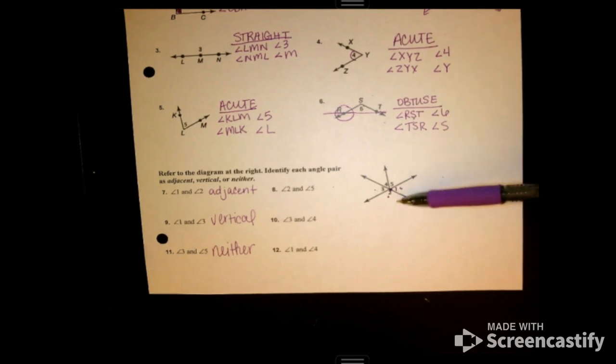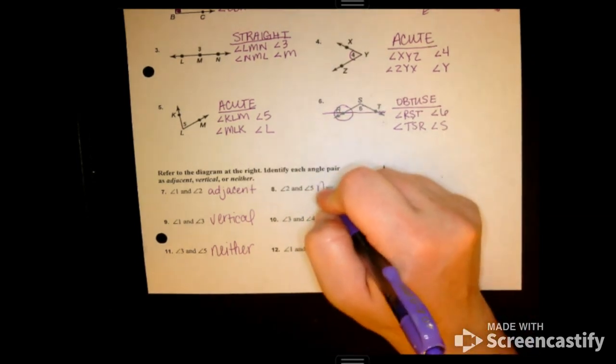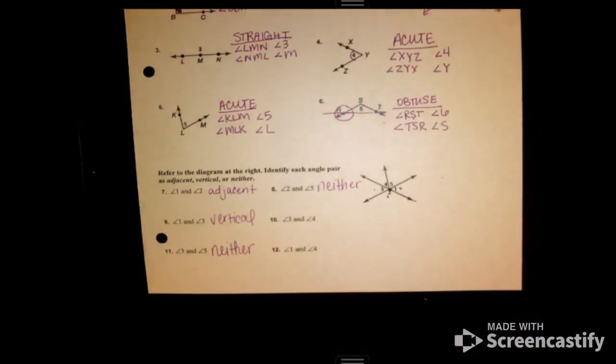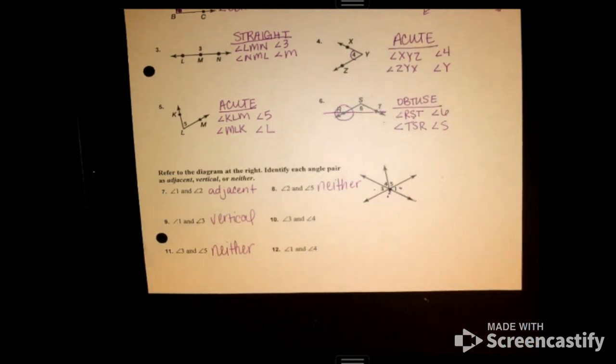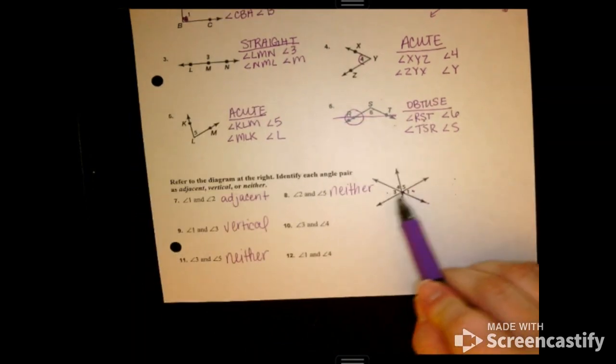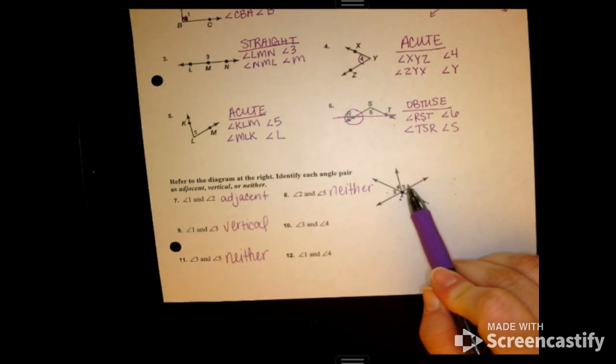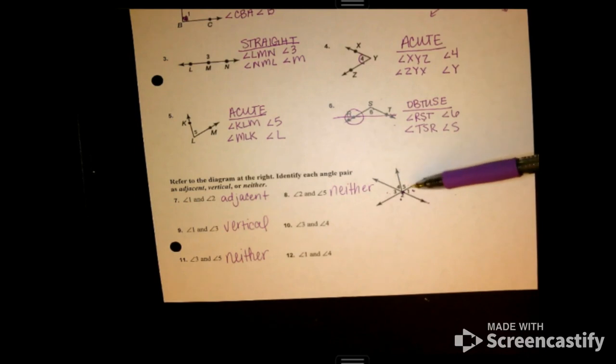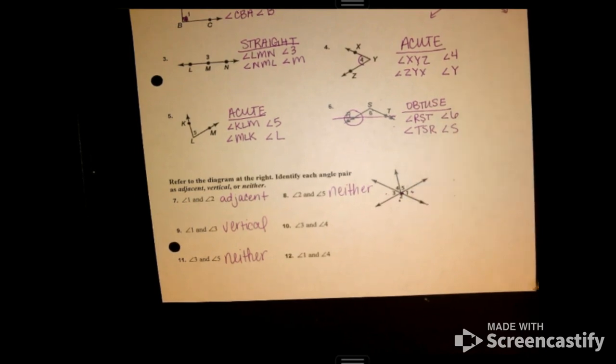Okay, angle 2 and angle 5. Neither. Why are they neither, Cooper? Because there's not a line. Vertical angles are opposite each other, and they are technically on opposite sides. However, vertical angles are also congruent. This one is obtuse, yes? Is this one obtuse? No, that's acute. If this line were to disappear right here, and this was just one angle, they would be vertical.